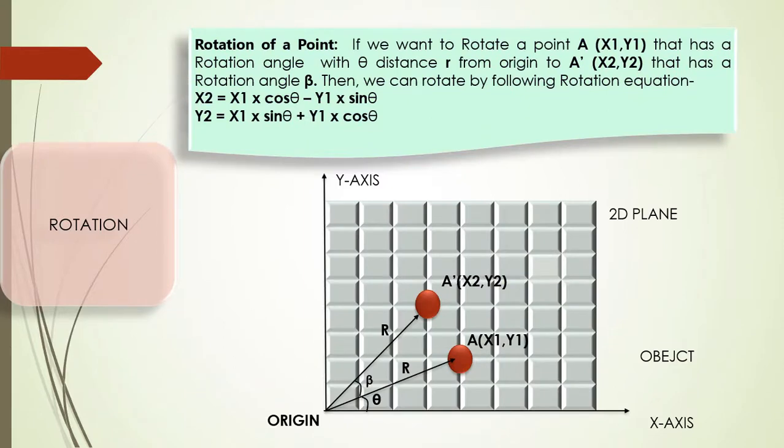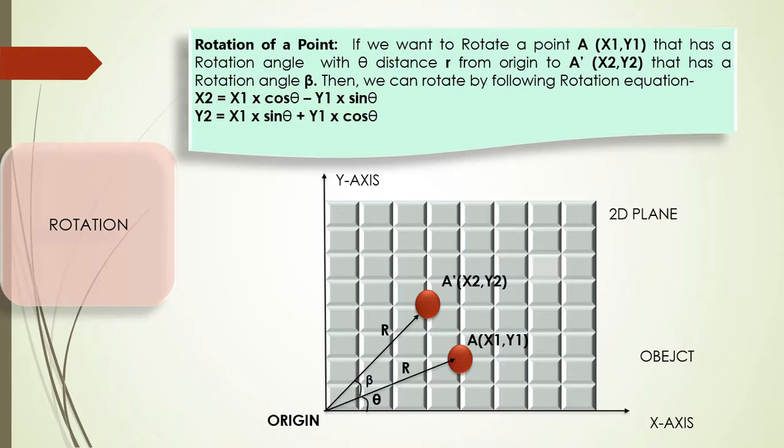Now, rotation of a point. Consider that we want to rotate a point A (x1, y1) that has a rotation angle theta, at distance r from the origin, to A dash, which has coordinates x2 and y2 and a rotation angle of beta. Then we can rotate by the following rotation equations. x2 can be calculated as x1 cos theta minus y1 sin theta. Then y2 can be calculated as x1 sin theta plus y1 cos theta.